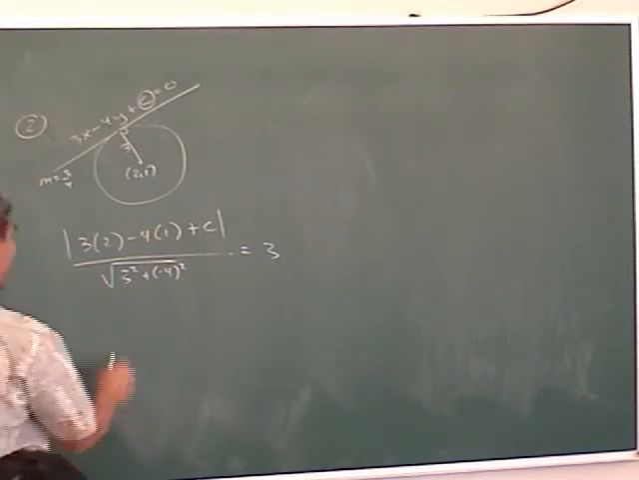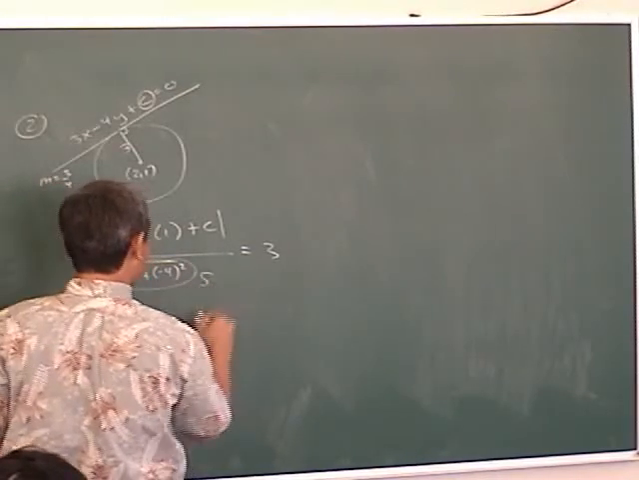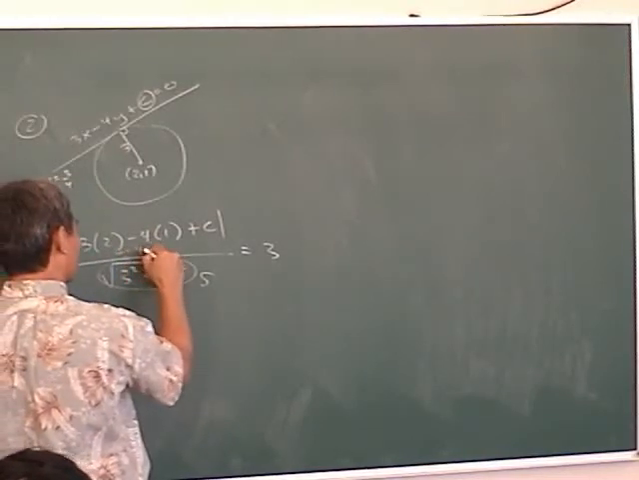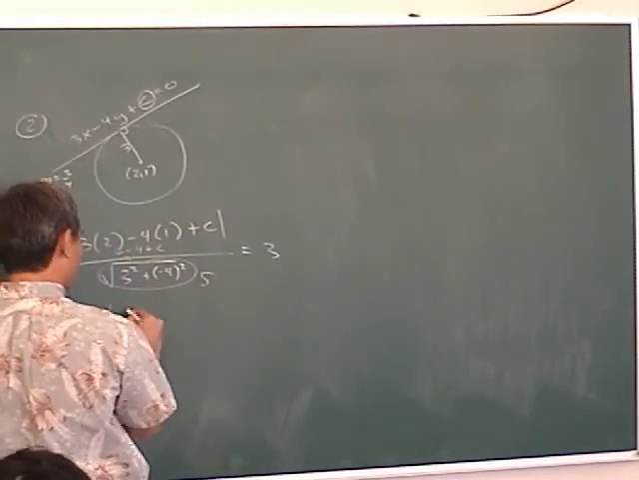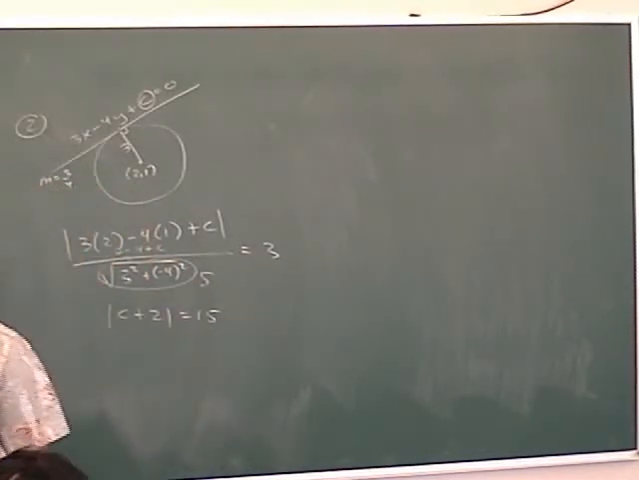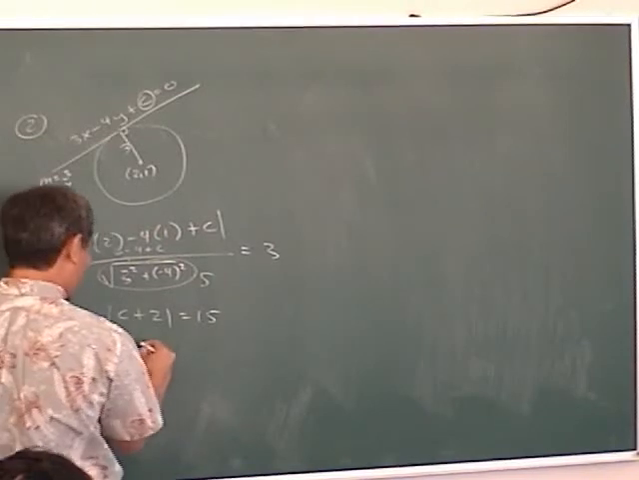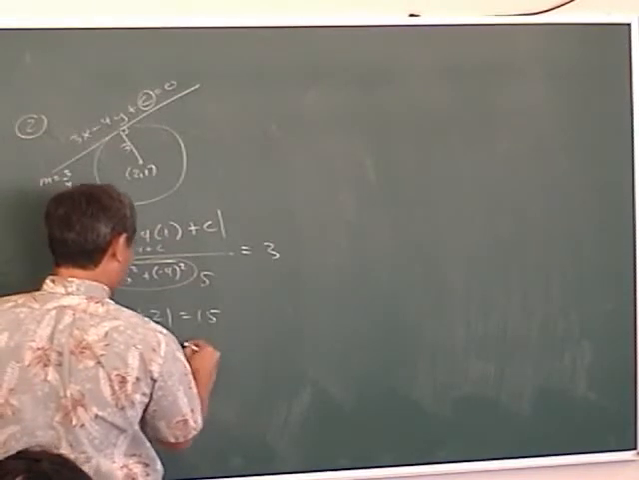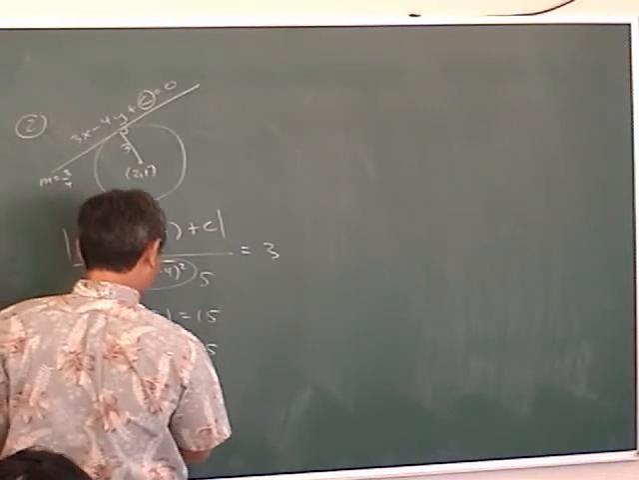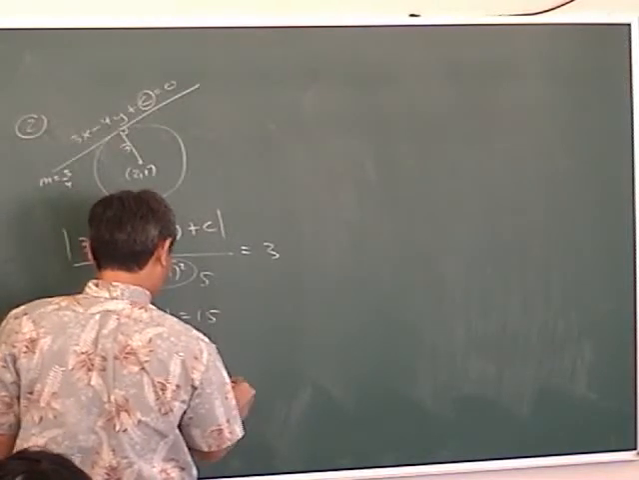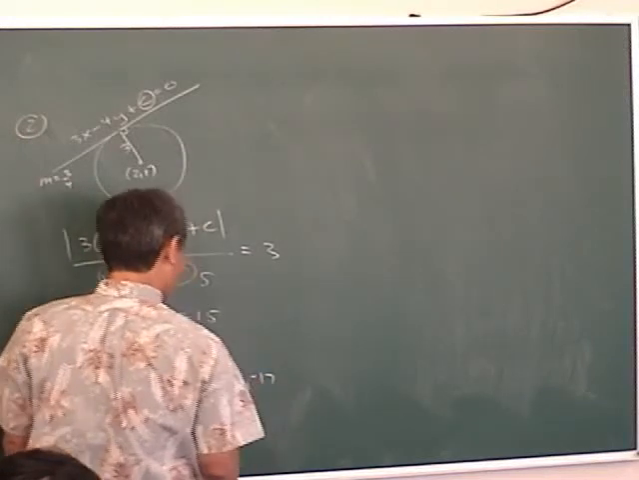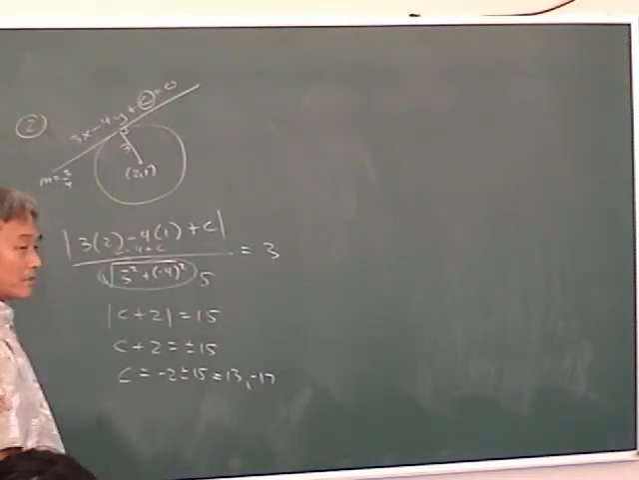So let's simplify this. This simplifies to 5, right? And then what does this simplify to? 6 minus 4 plus c. So we have the absolute value of c plus 2 is equal to 15 then, right? So therefore, c plus 2 is equal to plus or minus 15. So c is equal to negative 2 plus or minus 15, which is either 13 or negative 17. Box said that's the answer.